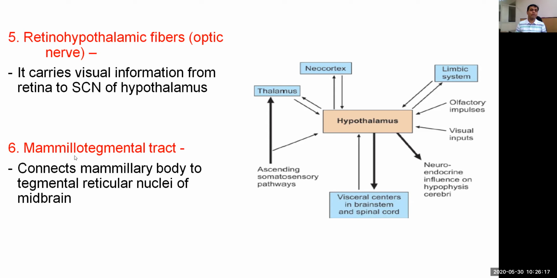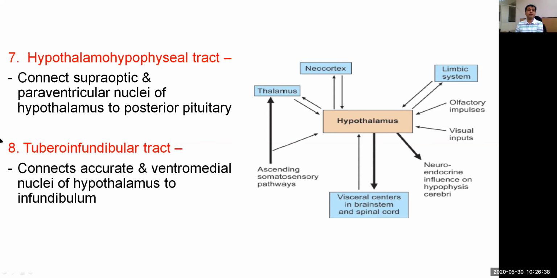Retinohypothalamic fibers: the optic nerve, as we have studied previously also, carries visual information from the retina to the suprachiasmatic nucleus of the hypothalamus via the retinohypothalamic tract or fibers. Mammillotegmental tract connects the mammillary body to the tegmental reticular nuclei of the midbrain. Next is the hypothalamo-hypophyseal tract. It connects supraoptic and paraventricular nuclei of hypothalamus to the posterior pituitary gland. Tubero-infundibular tract connects arcuate and ventromedial nuclei of hypothalamus to the infundibulum.